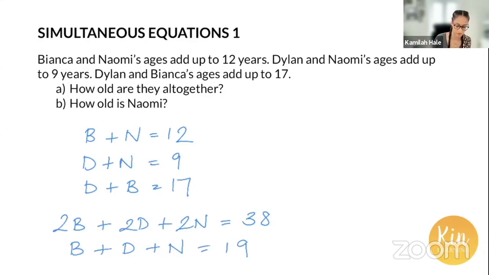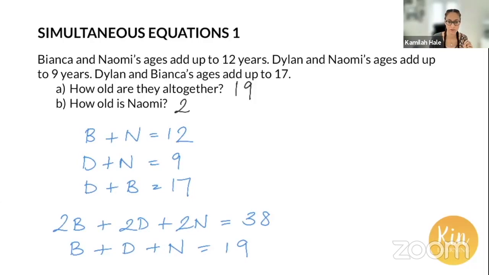Okay, so I have the answer for part A. And then a couple of you have said that the answer to part A is 38. Remember, you have to divide by 2 to get their ages all together. It's tricky. Okay, so we divide by 2, their ages add up to 19. And then Naomi, fabulous. I've got some correct answers coming in already. Well done. So Naomi, if we take this equation away from this one, we're left with Naomi's age, and she must be 2. Only 2 years old.